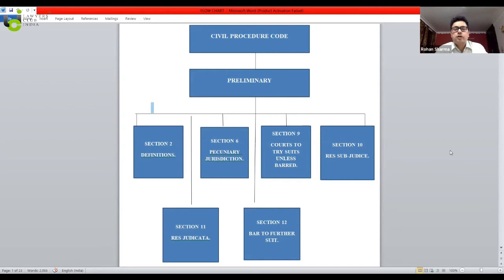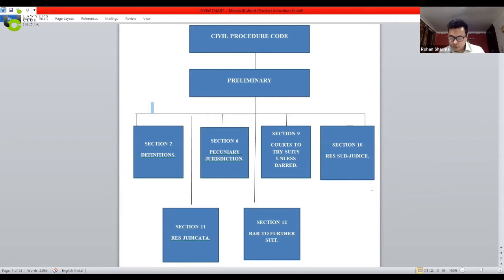Section 10 deals with matters which are sub judice before other courts, matters having the same cause of action, the same title, the same parties which are being heard by any other court having competent jurisdiction, then that particular court is barred. Section 11 is a similar section which is called res judicata. It deals with certain cases which have already been heard and decided, which are not pending, but decided by the courts having competent jurisdiction and same cause of action.